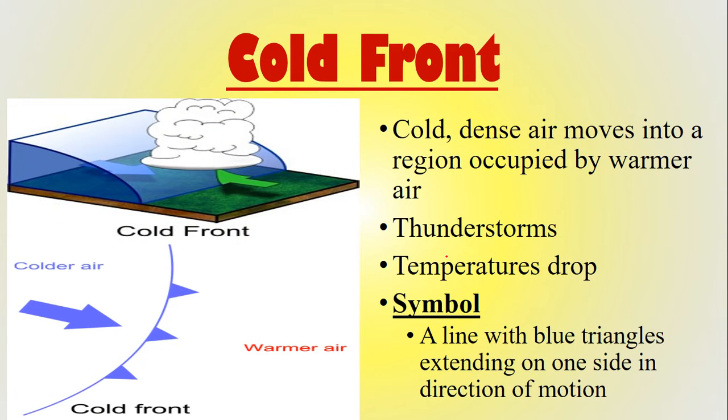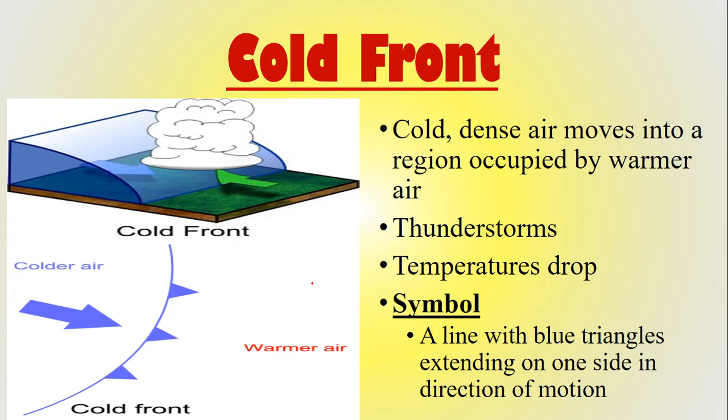A cold front is when cold, dense air moves into a region occupied by warm air. The warm air is pushed over because warm air is less dense than cold air. Usually, when this happens, you get thunderstorms. The temperature does drop as a cold front comes through.